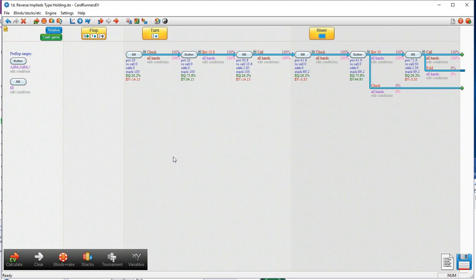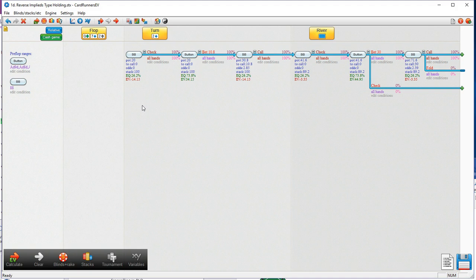So we're facing a half pot bet, roughly. It means we need about 25% equity to make the call. If you have a look, we actually have 26.2% equity. What that means is we should probably make the call here. Our expectation is going to be positive, or at least that's what players can easily believe.